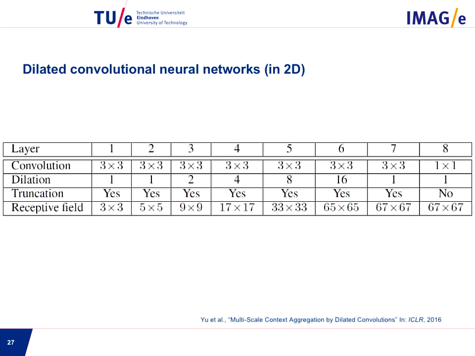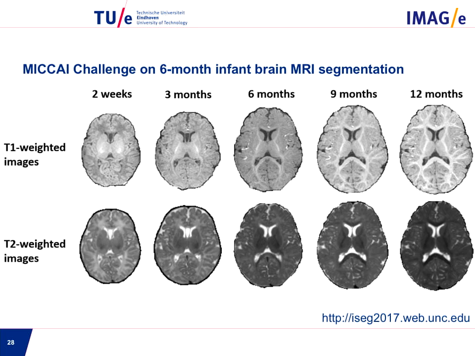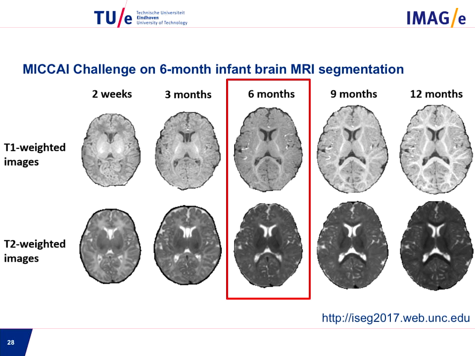So this idea we used for a challenge on segmentation of 6-month infant brain MRI held at MICCAI last year. So these are the images that we're looking at, and the age of 6 months is especially difficult because the contrast between white matter and gray matter is kind of similar at this point, because after 6 months, the contrast is flipping.